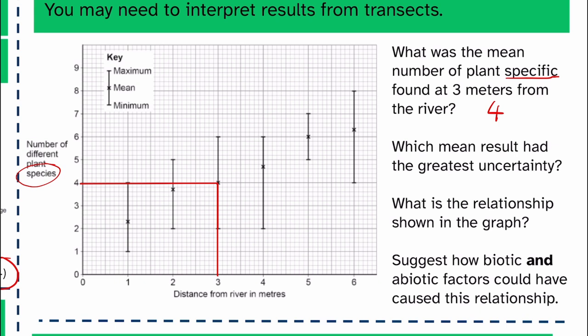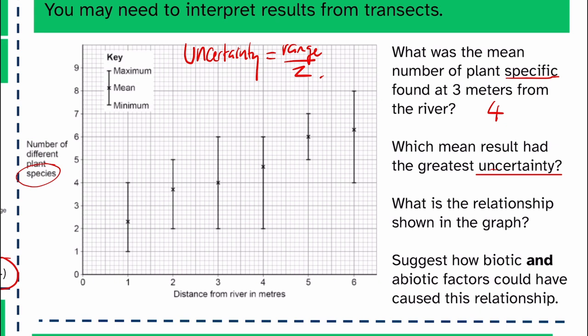Which mean result has the greatest uncertainty? Now, uncertainty is a word that pops up a lot. Uncertainty equals the range divided by 2. Basically, it's the bigger the range, the larger the uncertainty. So if we come out, I'm just going to take this line off to make it more clear. We're looking for the one with the biggest error bars. So that would have the biggest level of uncertainty.